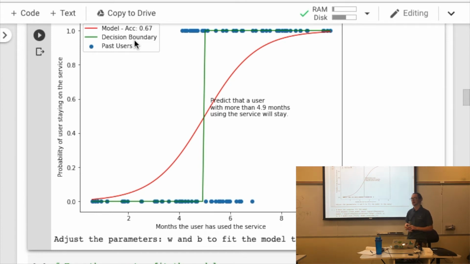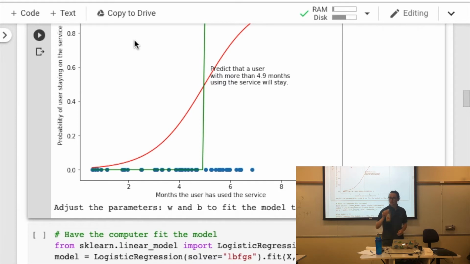If your boss was asking you, well, when will they leave? If you want to give them a quick answer, any customer that has a better than 0.5 probability of leaving, you say that person left, if you had to give them a yes or no. Anyone with a greater than 0.5 probability of staying, you would say that person stayed. That's if you want to give a yes or no answer.